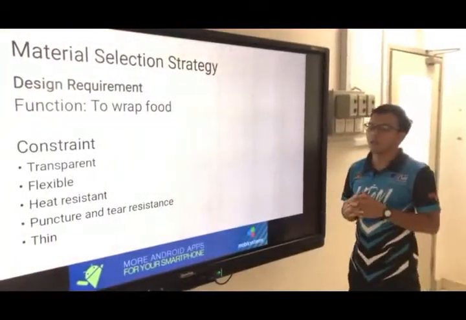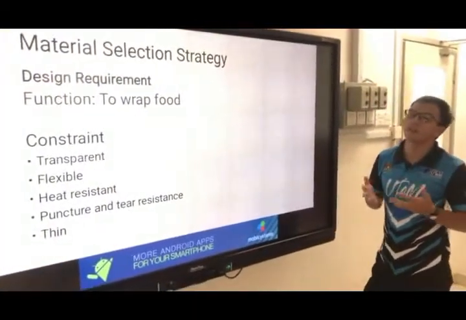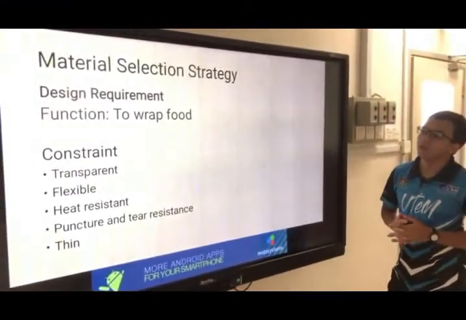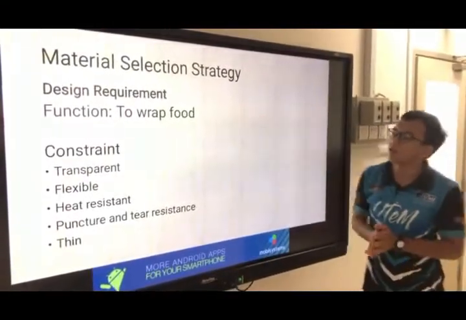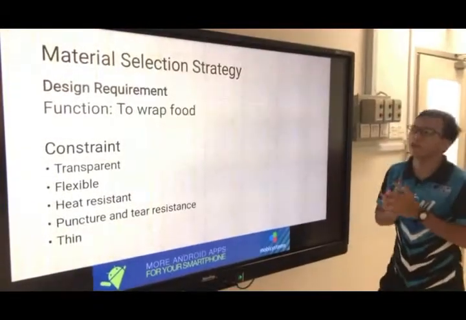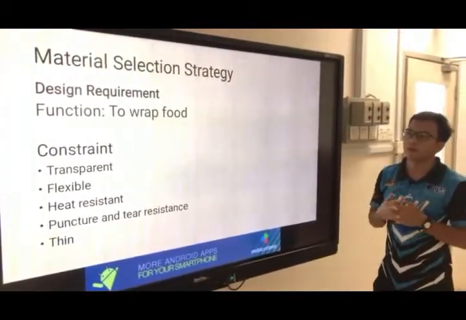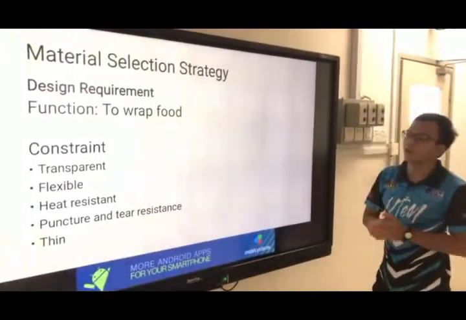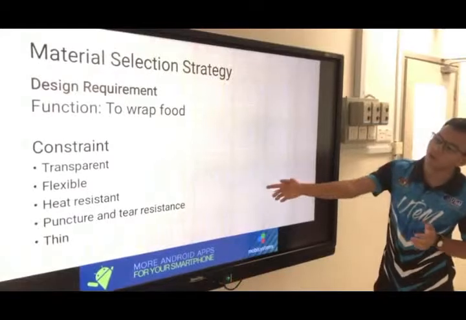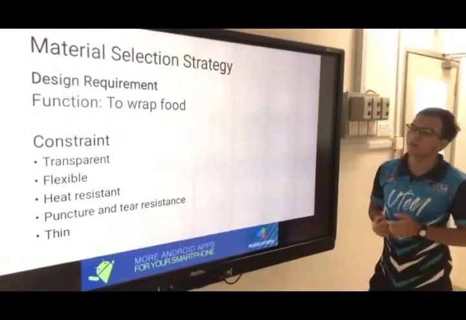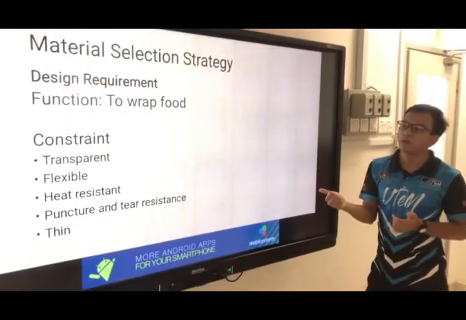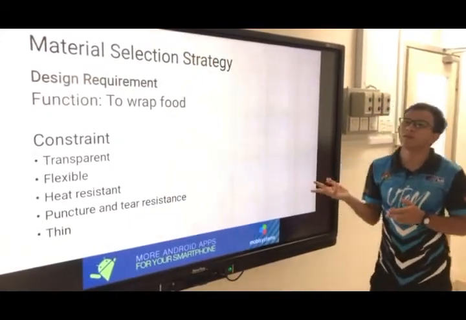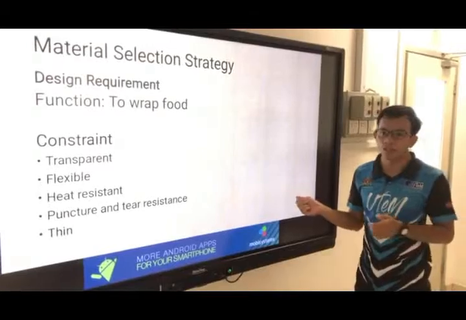Before we create a plastic wrap, we must have a material selection strategy. First, we will create a design requirement. First, we must know the function. What is the function of the plastic wrap? As we know, the function of plastic wrap is to wrap food. For the constraints, it consists of 5 criteria, which are it must be transparent, flexible, heat resistant, tear and puncture resistant, and lastly, it must be thin.